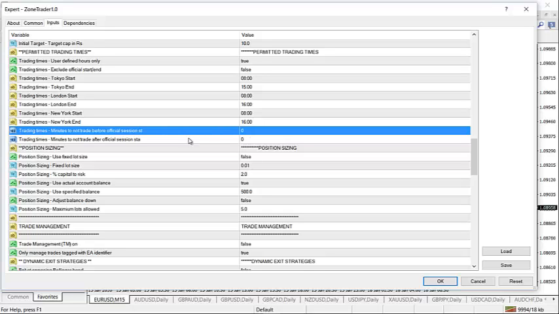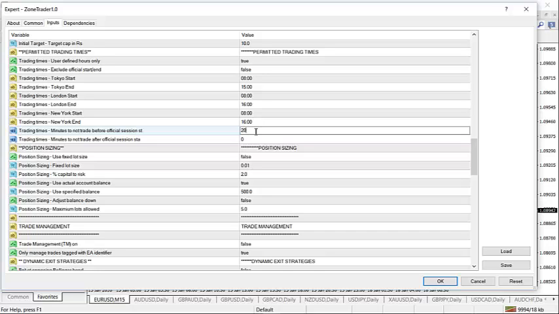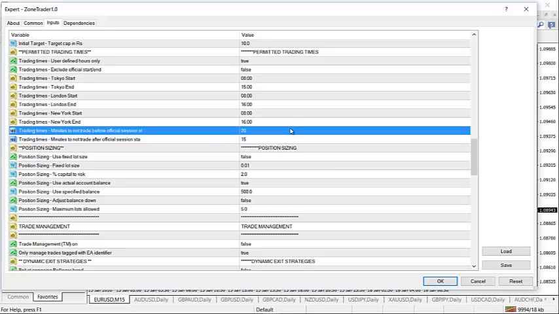Now sometimes you don't want to trade just before an official session starts or just after it starts, so these next two values say that you don't want to trade, say, 20 minutes before an official Tokyo, London or New York session starts, and maybe 15 minutes after it starts. You might consider that to be a period where price is just finding its way and deciding which way it's going to go.